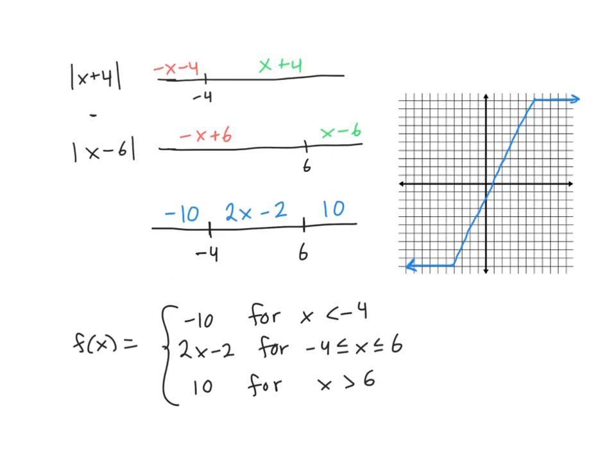Okay, let's have a look here. So again, I define my equations for each absolute value in different pieces. So x plus 4, negative x minus 4, x minus 6, negative x plus 6, and then you subtract them. So you should get negative 10 in this region, 2x minus 2 in this region, and 10 in this region. And then we turn that into our piecewise function, and the graph looks like this.